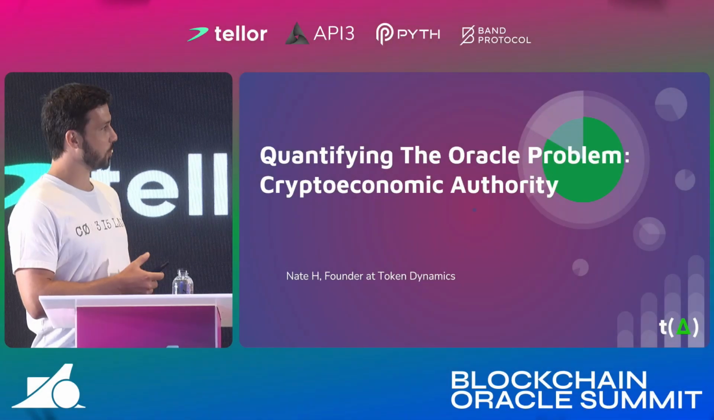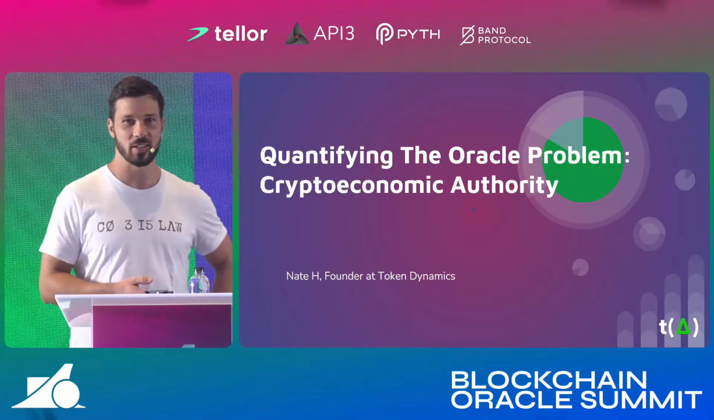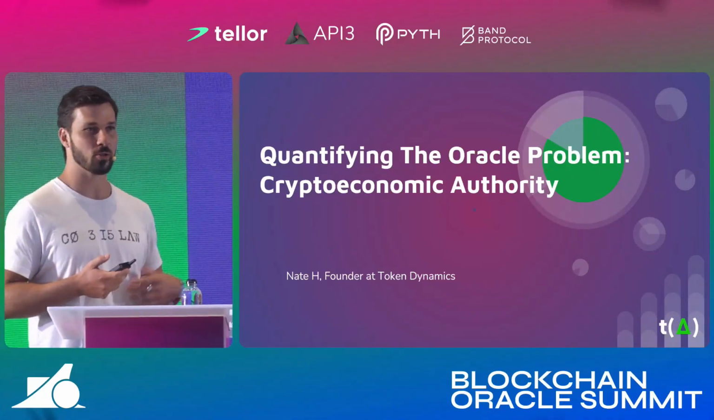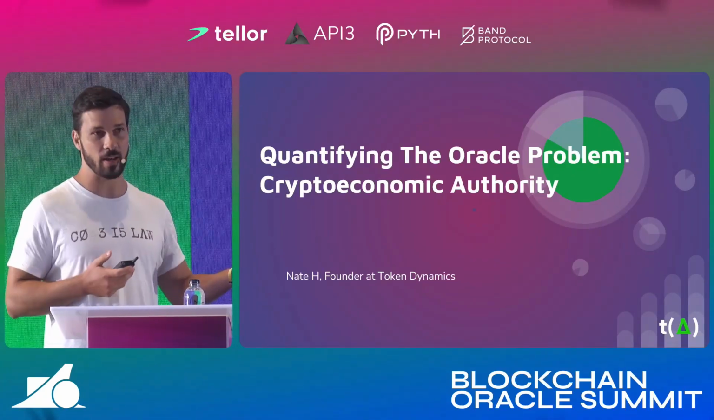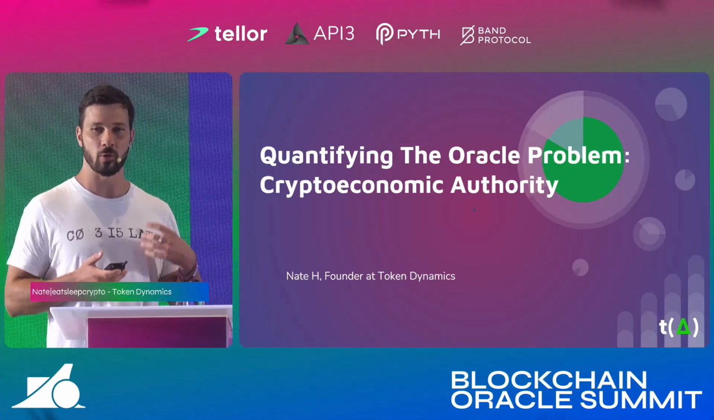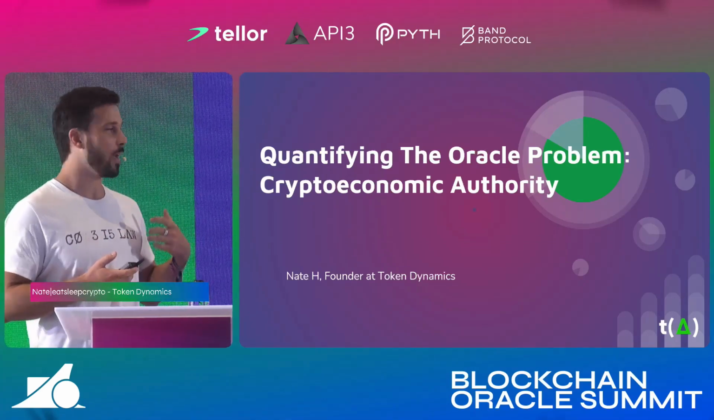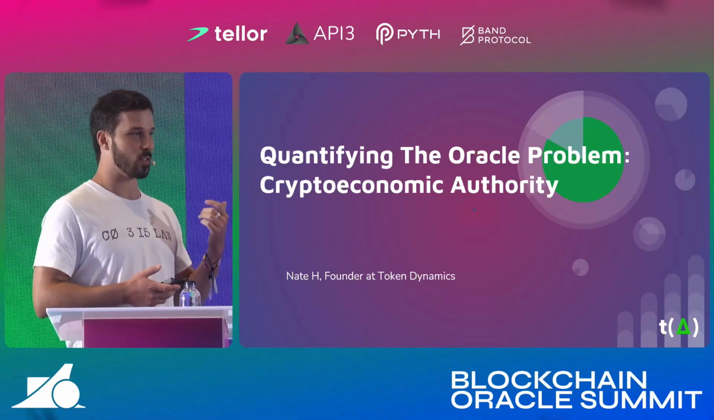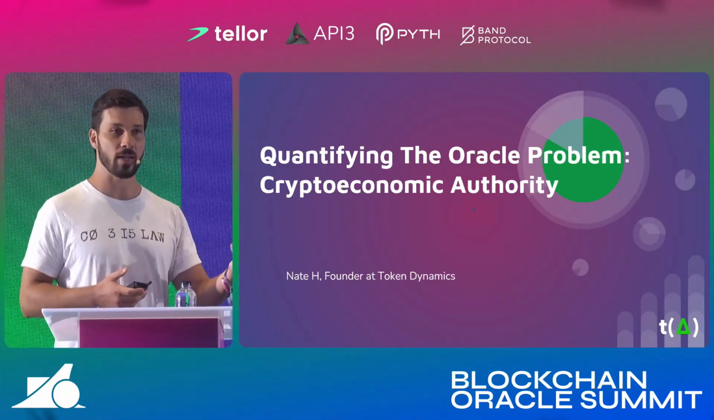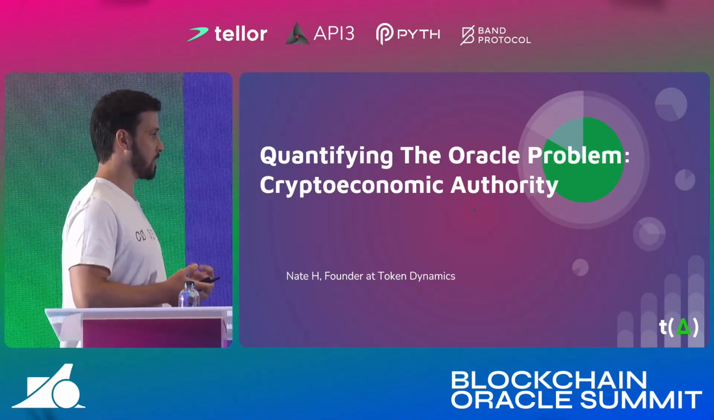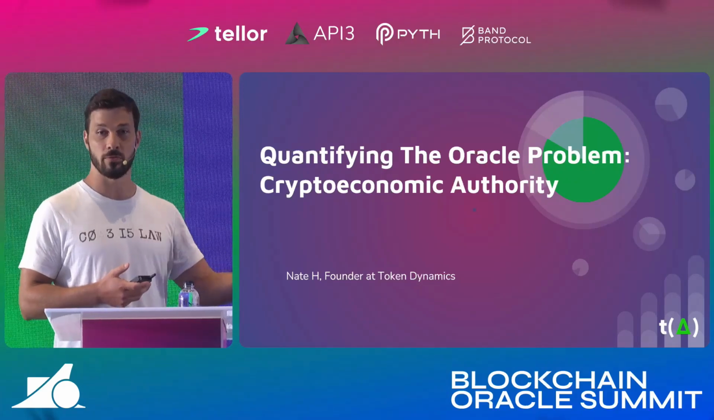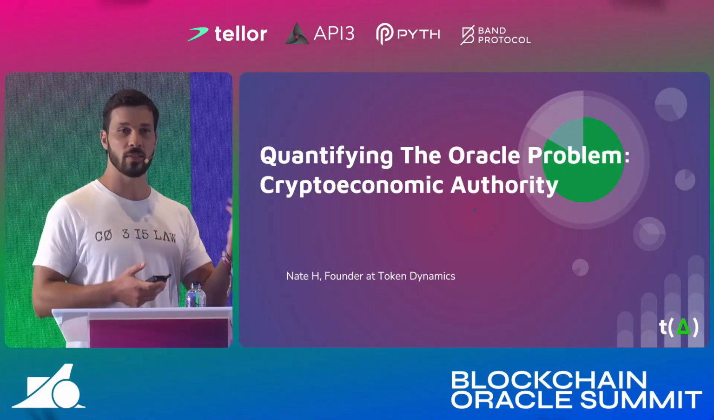All right, cool. Yeah, so my name's Nate. I'm going to be speaking about quantifying the Oracle problem, introducing a metric that we use at Token Dynamics that I think is going to be helpful for all of you in thinking through problems related to Oracle security and fundamentally the security of the data that is coming from Oracles. And we're going to be talking through the value that underlies that data.